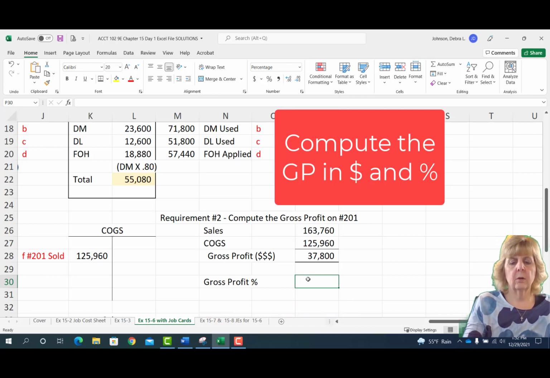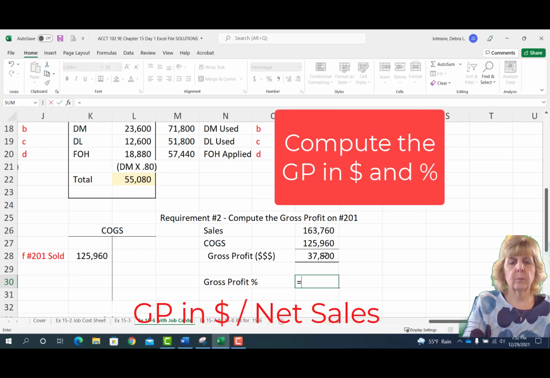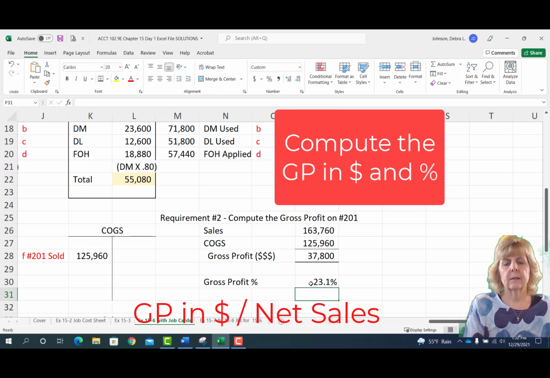And the way that you do that is you take the gross profit, in this case 37,800, divided by the sales. And when I let the computer compute that for me, it's about 23.1%. Okay, that's a low gross profit margin.